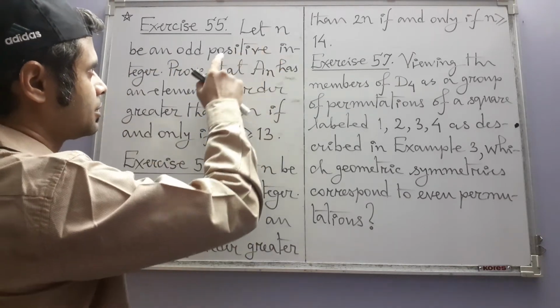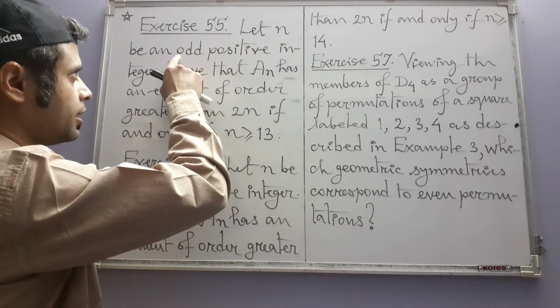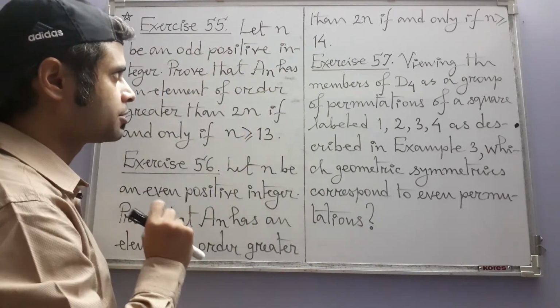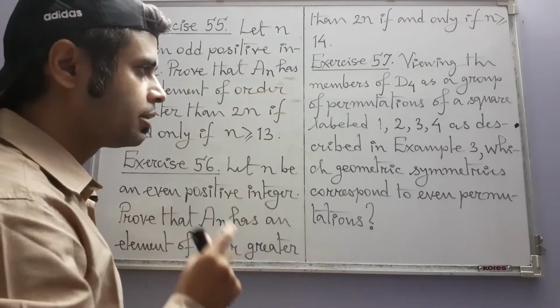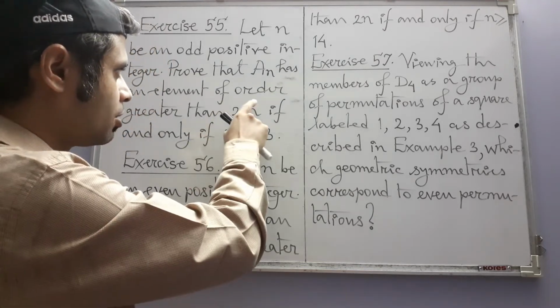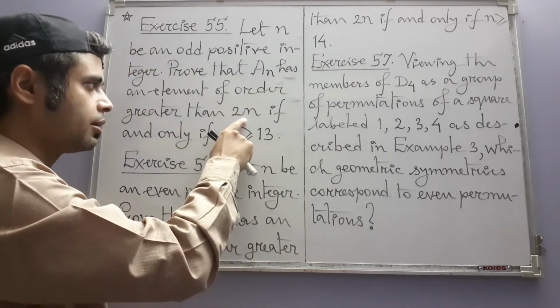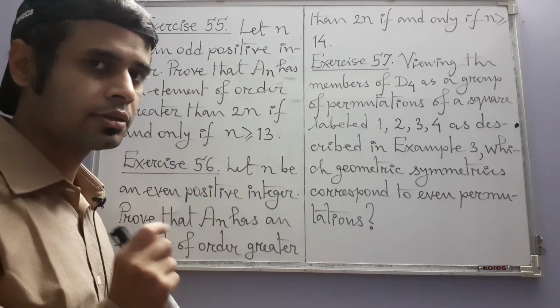Here also we are starting with some positive integer n. In this case, n is given to be an odd positive integer. Then A_n, the alternating group of degree n, has an element whose order is strictly greater than 2n if and only if n is at least 13.